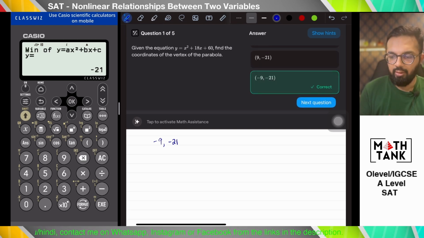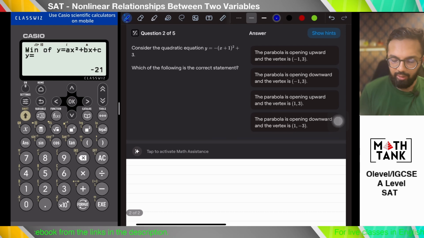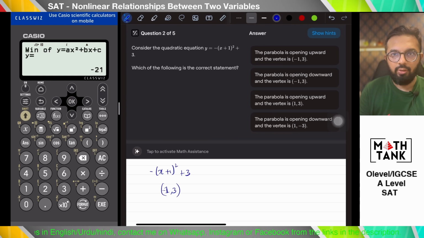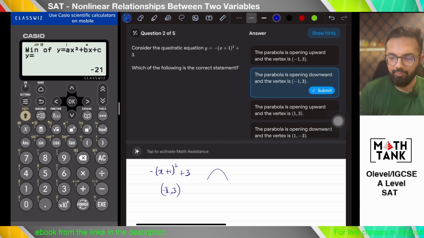Next question, it says consider the equation this, which of the following statements is correct? So this is the completed square form. It tells me the vertex directly. The value inside the bracket tells me the x coordinate of the turning point, and the value outside tells me the y coordinate of the turning point. So minus 1 comma 3. It is a sad face curve, so it opens downwards. Minus 1 comma 3.